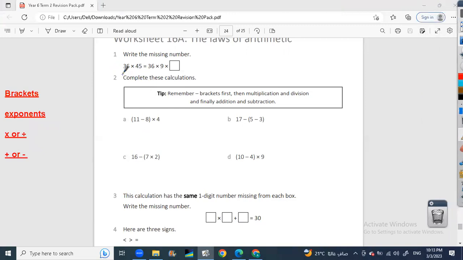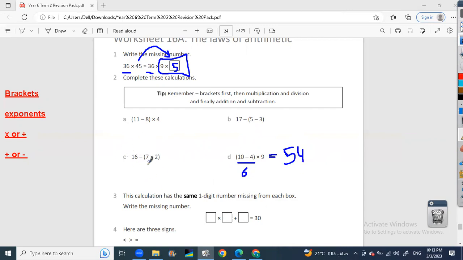First here, guys, the first question: 36 times 45 is the same as 36 times what? Oh, they broke the 45 into 9 times something. 45 is 9 times 5. That's okay. Over here, don't forget that you must finish the brackets first. 10 minus 4 is 6. Then multiply by 9, it's going to give you 54. 6 times 9 is going to be 54.